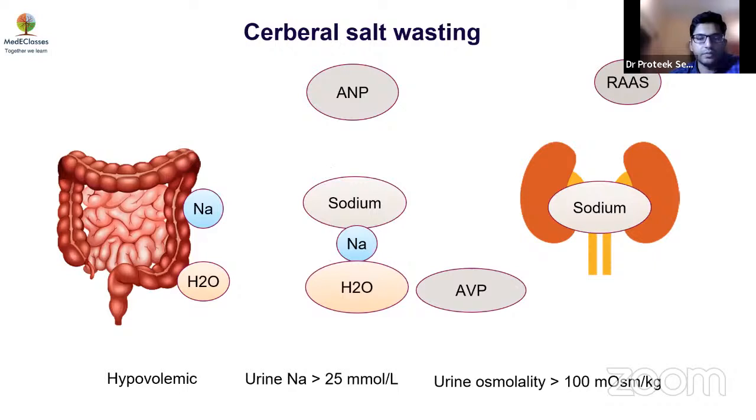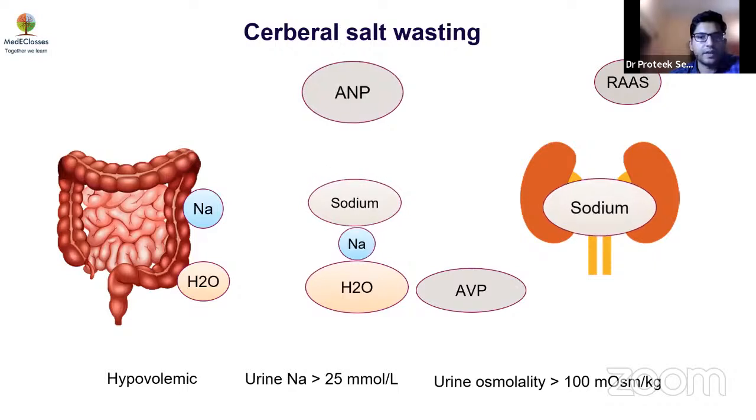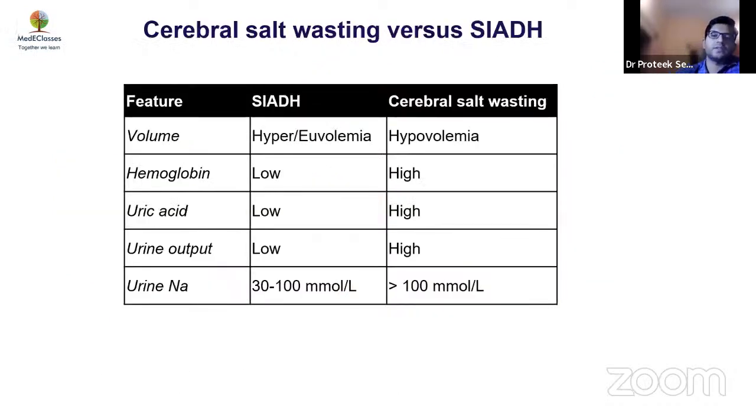If we look at the two things, the differences between the two are very well shown in this table. Cerebral salt wasting syndrome will have features of hypovolemia such as high hemoglobin, hemoconcentration, uric acid may be high, urine output will be high, and urinary sodium will be much higher. These are the things which you must remember. Practically, it might be slightly difficult, but these points might help us decide.